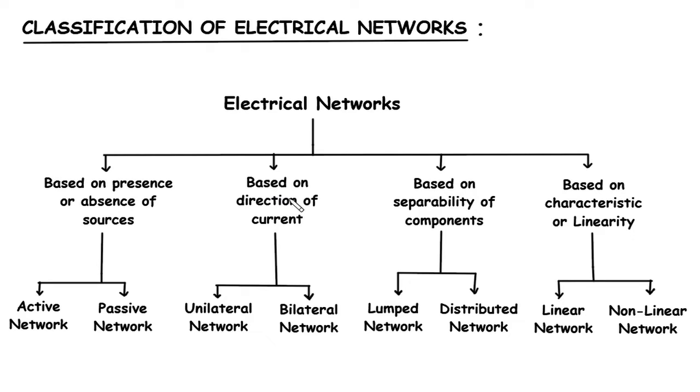Then, based on direction of current, that is unilateral network and bilateral network. If the current can flow only in one direction, then that network will be unilateral network. And if the current can flow in both directions, then that will be bilateral network.